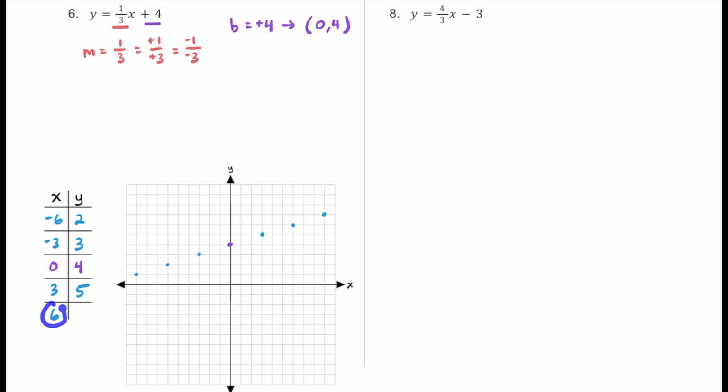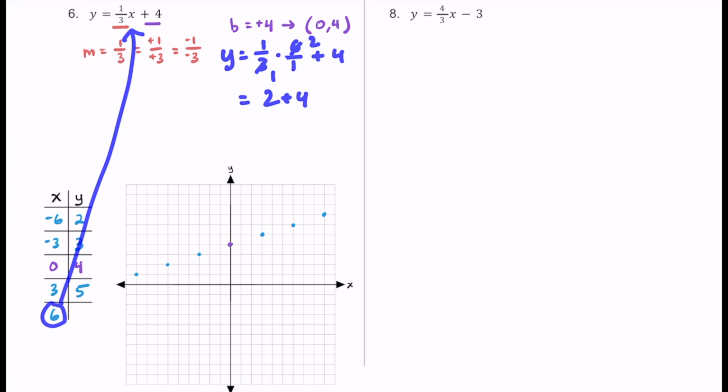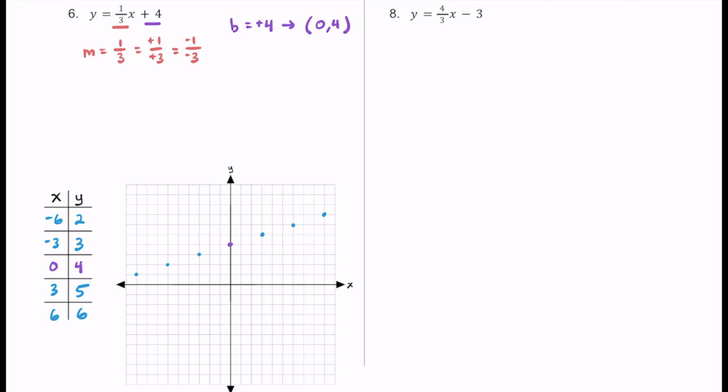And finally, what happens when x is 6? Plug that in, we're going to get y is equal to 1/3 of 6. Now 1/3 of 6 should just be 2, but if we cross cancel, that verifies it's 2. So we get 2 plus 4, and 2 plus 4 is equal to 6. So when x is 6, y is 6, and that's actually this point right here. So we can go ahead and put this 6, and I think we have everything that we need here, right?